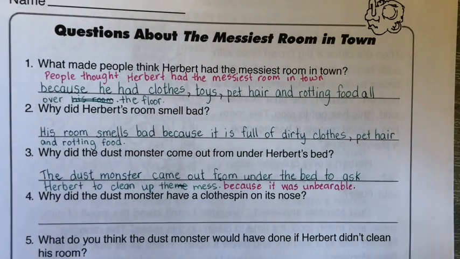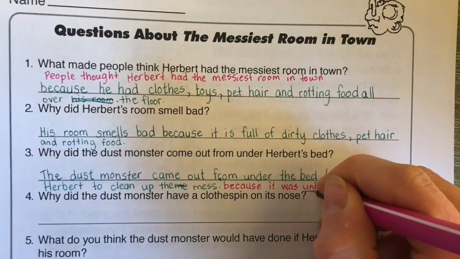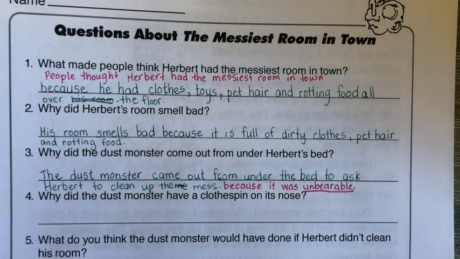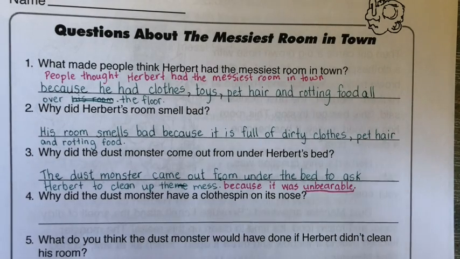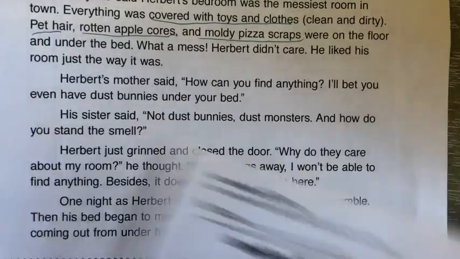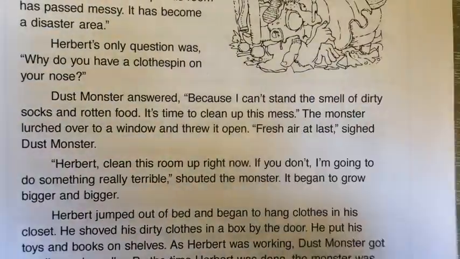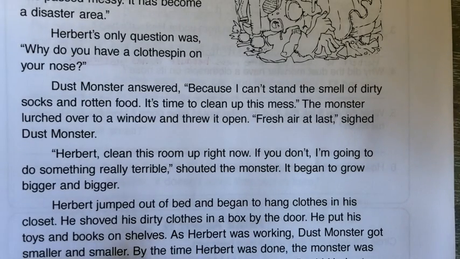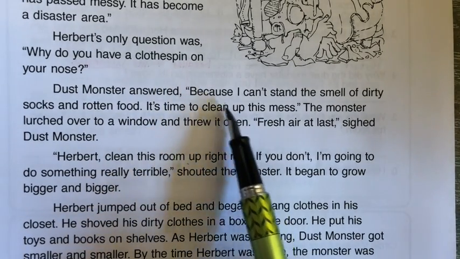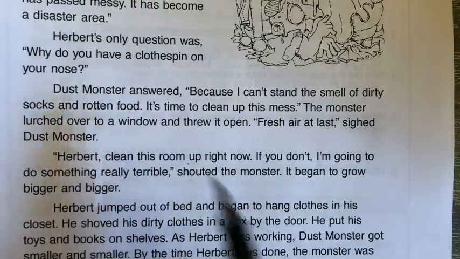What do we do if we're not sure about a spelling? We underline it, so we remember to check it. All right. Why did the dust monster have a clothespin on his nose? Well, we don't even have to check the text. We know that because we've read it. Herbert asked straight up, why do you have a clothespin on your nose? Because I can't stand the smell of dirty socks and rotten food.